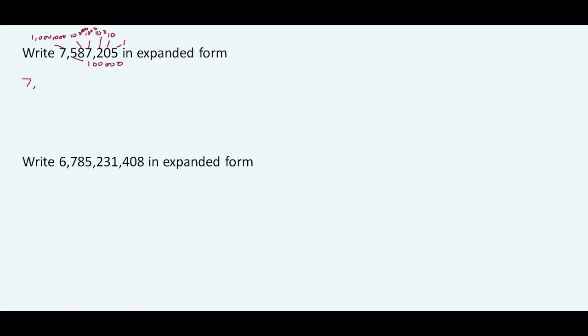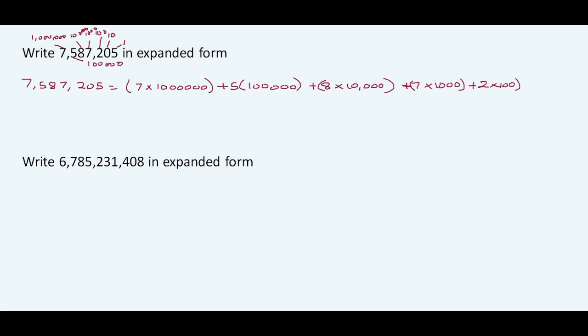So we have 7,587,205. This is going to be 7 multiplied by 1,000,000 plus 5 multiplied by 100,000 plus 8 multiplied by 10,000 plus 7 multiplied by 1,000 plus 2 multiplied by 100 plus 0 multiplied by 10 plus 5 multiplied by 1.